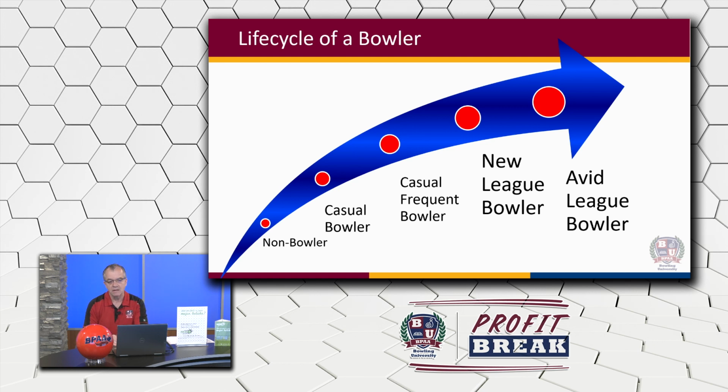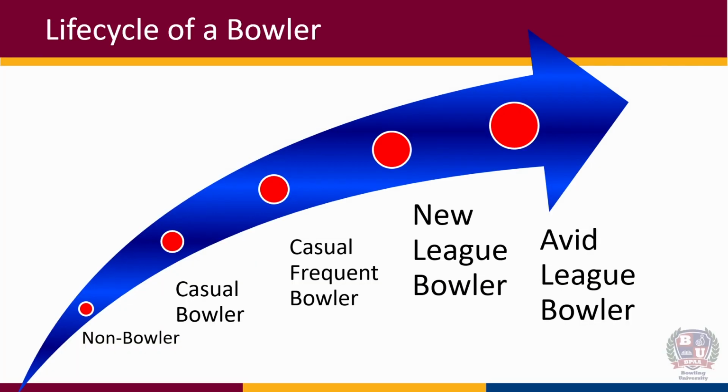That casual frequent guest that is frequent in nature through one of your programs, whether it's an all-you-can-bowl or a Moonlight or Quartermania, whatever it is you have going on, you know those guests. And then in some of your business models, you may be looking for that new league guest or club guest, and then all the way up to that avid league bowler.